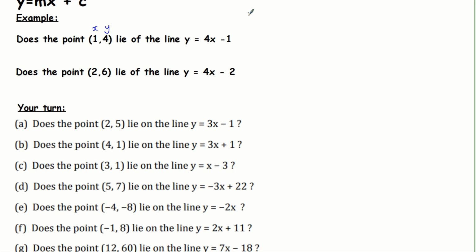So y is equal to 4. If I've got y equals 4x minus 1, I've got 4 is equal to 4 times 1, because the value of x is 1, take away 1. That's telling me that 4 times 1 is 4, take away 1 is 3. That is not true, so therefore it is not on the line.